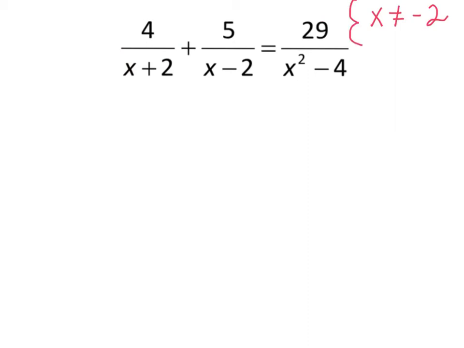I'll make that in the cloud. Those are excluded values. Let's go to the next denominator. What number minus 2 would equal 0? 2 minus 2 would equal 0. So x cannot be positive 2.